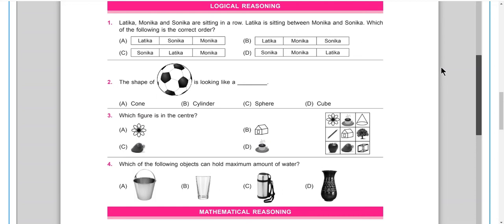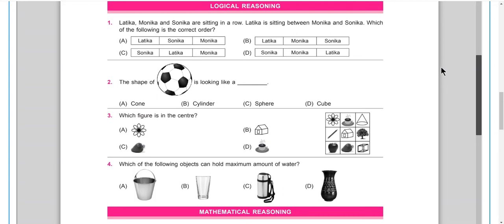The shape of this football is looking like dash. You have 4 options: cone, cylinder, sphere and cube. So can you tell me what is the right answer? Again C because it's square.